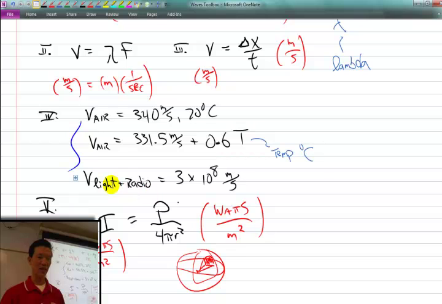Next, speed of light and radio waves, any electromagnetic radiation. All light and radio waves, they all move at the same speed, 3 times 10 to the 8th meters per second. That's 300 million meters in 1 second. That's 7.5 times around the Earth, or about 186,000 miles an hour, something like that, okay?